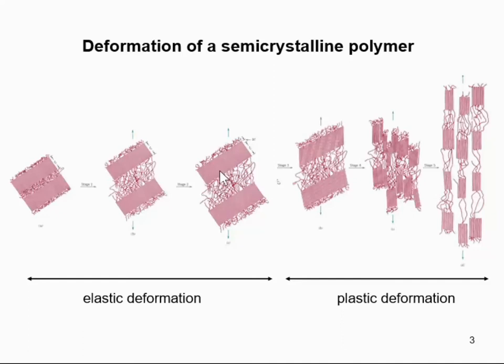And then if we continue to pull, once these chains get aligned or they're starting to get stretched themselves due to entanglements, this region then gets fairly strong, and then what we'll see is we'll start to actually pull apart the crystals themselves. And so that'll be sort of our secondary stage, pulling the crystals apart, and then they get aligned, and then we just sort of continue this process as the polymer is drawn out.